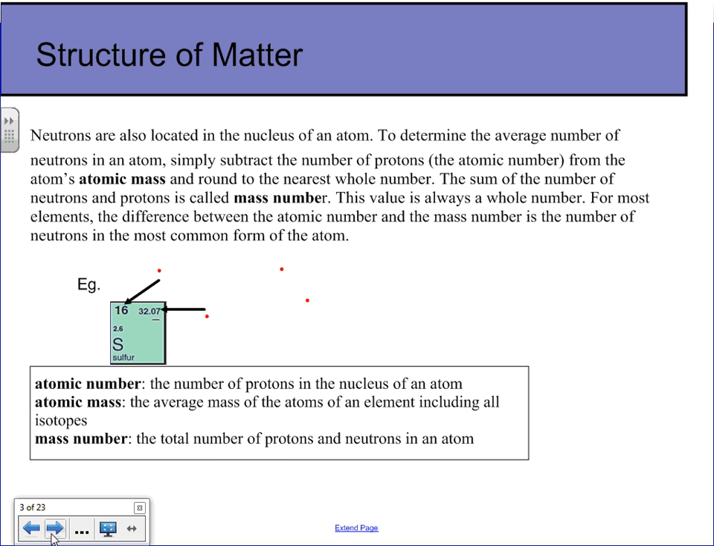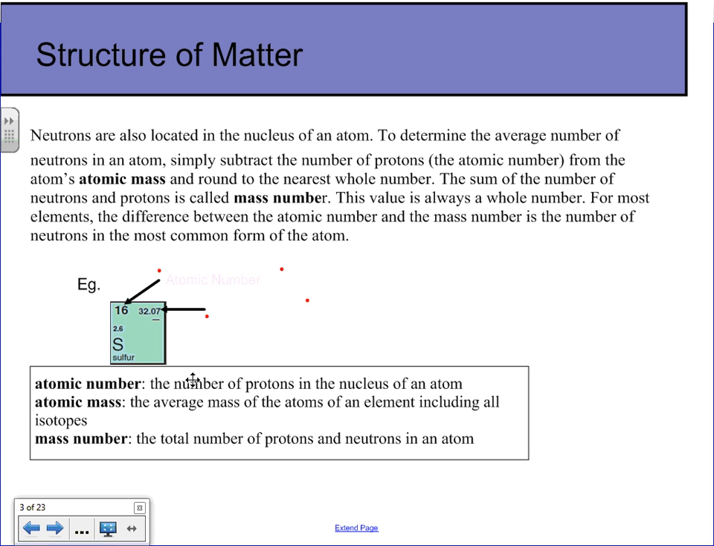Neutrons are also located in the nucleus of an atom. To determine the average number of neutrons in an atom, you simply need to subtract the number of protons, the atomic number, from the atom's mass, or the atomic mass, and round it to the nearest whole number. The sum of the number of neutrons and protons is called the mass number. This value is always a whole number. For most elements, the difference between the atomic number and the mass number is the number of neutrons in the most common form of the atom.